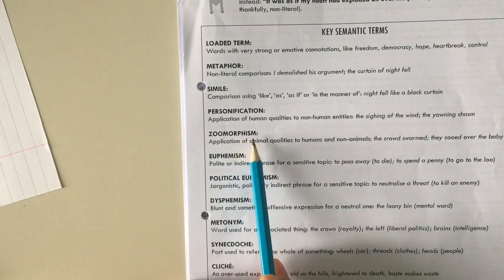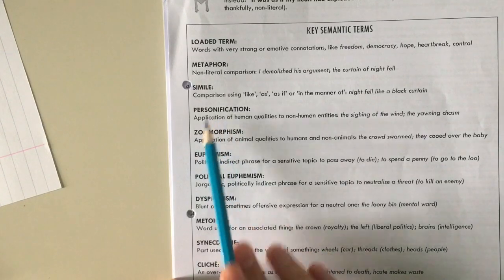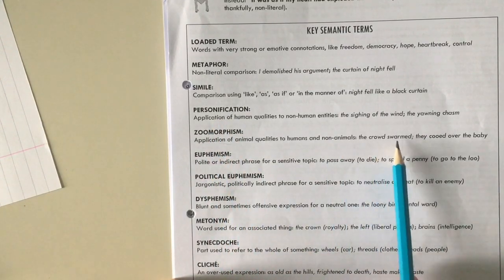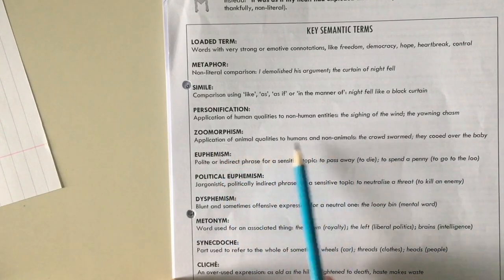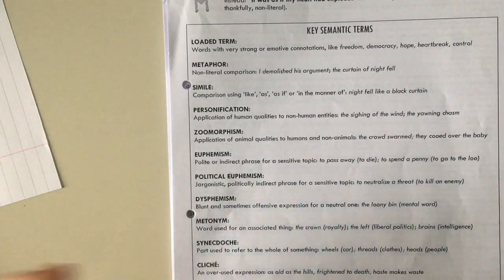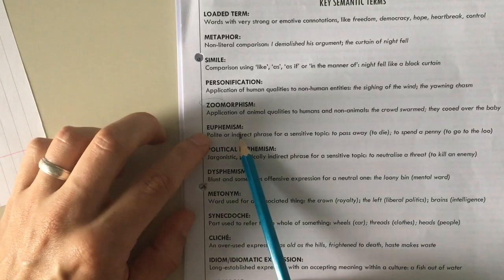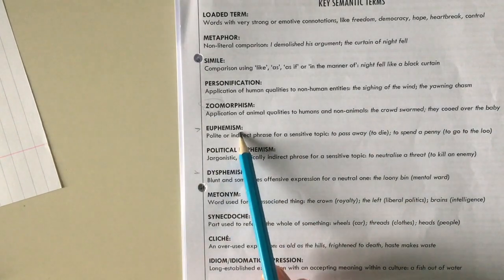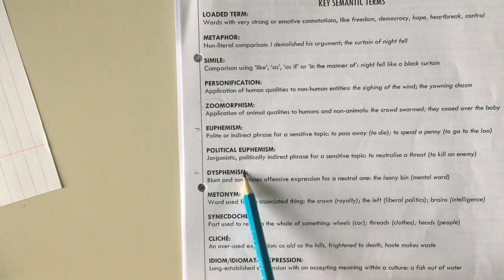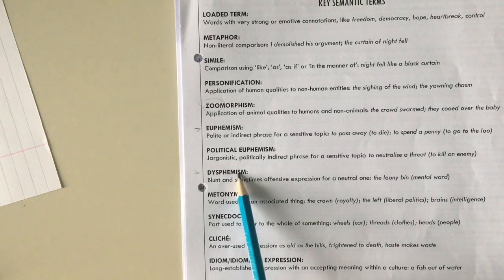Zoomorphism then, very difficult to say, much less to spell, but it's sort of the opposite of personification, or the opposite of anthropomorphism. So the crowd swarmed, they cooed over the baby. So we're giving animal qualities to humans and non-animals, making them seem more like animals, like you'd see in a zoo. Euphemism, the opposite of that is dysphemism. So essentially, you've got a nice way of saying something and a less nice way of saying something. So it's not an objective judgment. Is it nice or nasty? Are you trying to be nicer in the way you say it, or are you trying to be nastier in the way you're saying it?